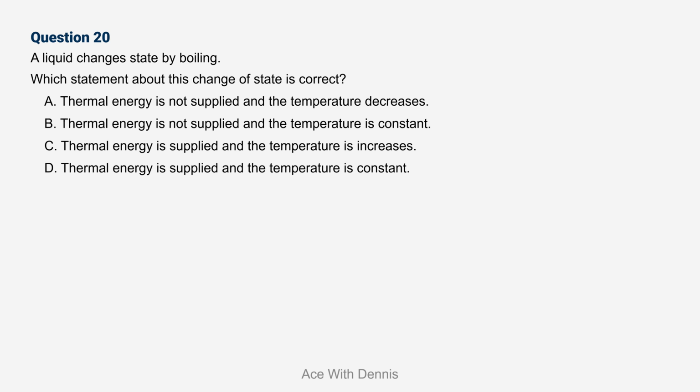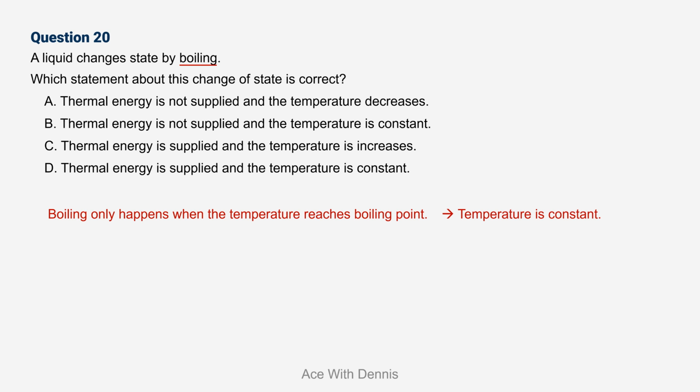Now look at the situation here. This liquid is changing state by boiling. Boiling only happens when the temperature reaches the boiling point. When it is at boiling point, that means the temperature is constant. So that means option A and option C are wrong, leaving option B and D.